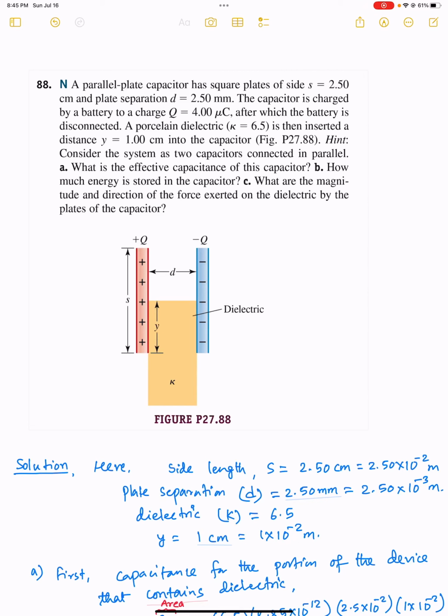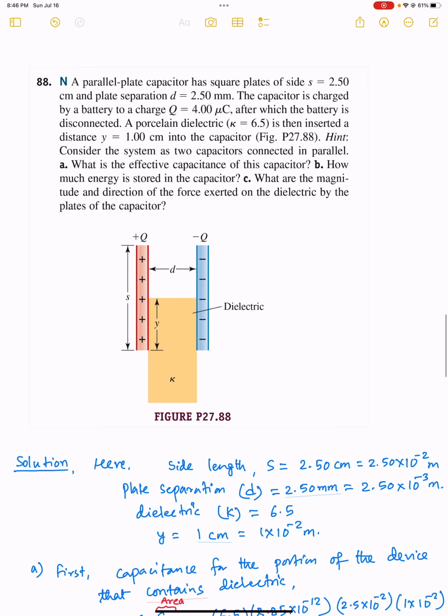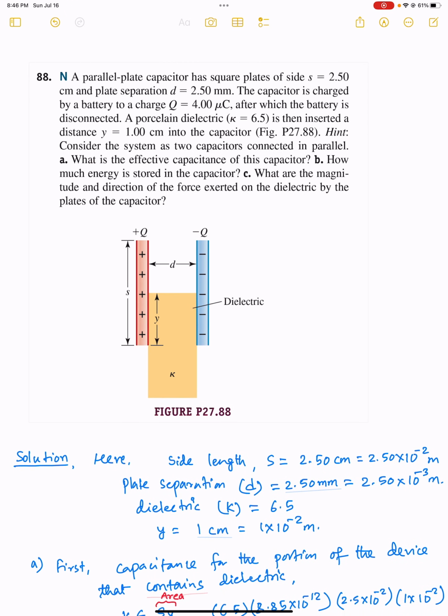Let's look at the next problem, number 88 from chapter number 27. I think this is one of the tricky questions of this chapter, and we can see the problem which is given in the figure. So you have to find out various values for this configuration.